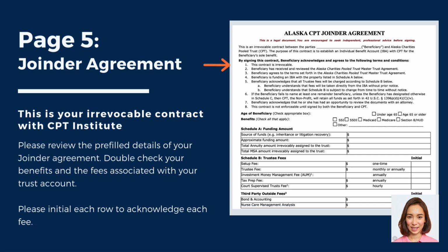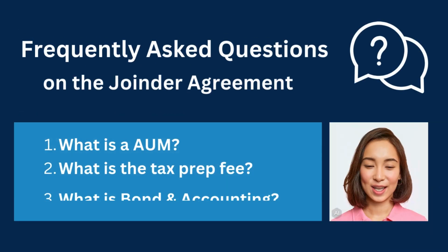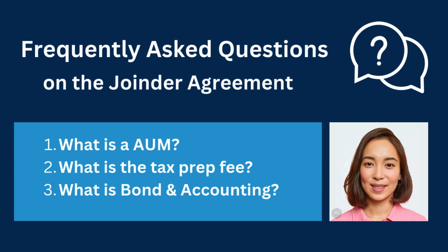The third-party fees section are determined by the specifics of your case. Your attorney or representative has already arranged these services to settle your case. Please initial each row to acknowledge the fees, as this will determine your pricing should you opt in for these services in the future. Frequently asked questions regarding the joinder agreement.